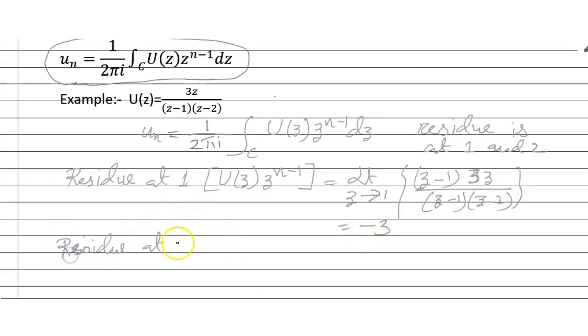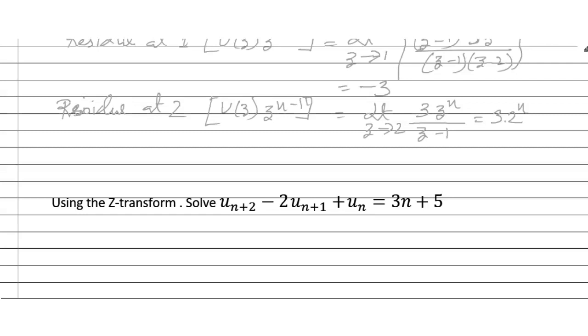Similarly, residue at 2 of U(z) into z to the power n minus 1 equals limit z tends to 2 of 3 into z to the power n divided by z minus 1, we get 3 into 2 to the power n. So friends, what is my value of u(n)? My value of u(n) is equal to 3 into 2 to the power n minus 1.